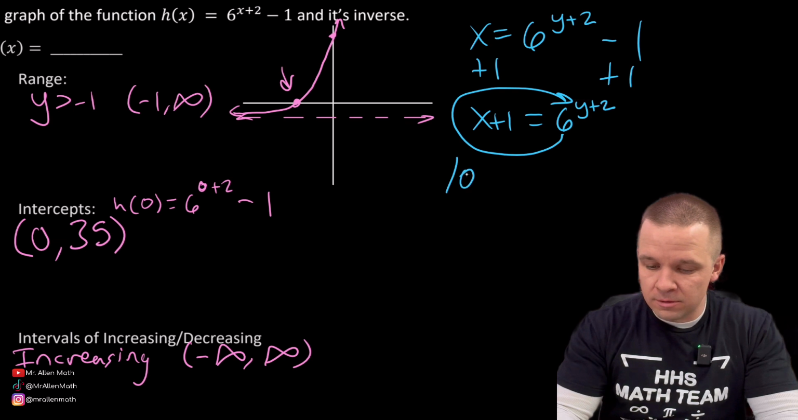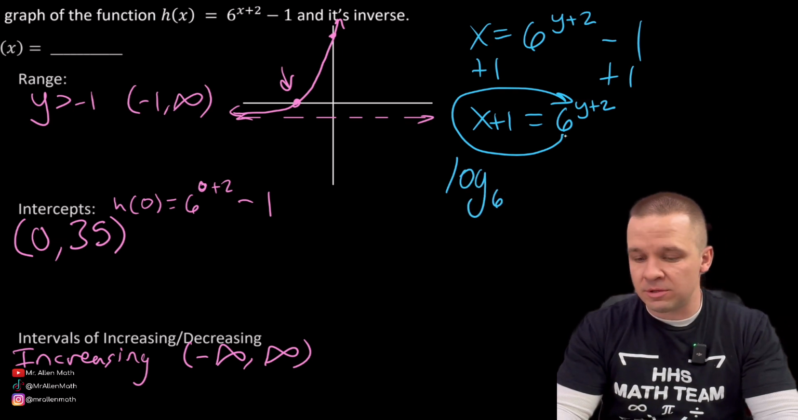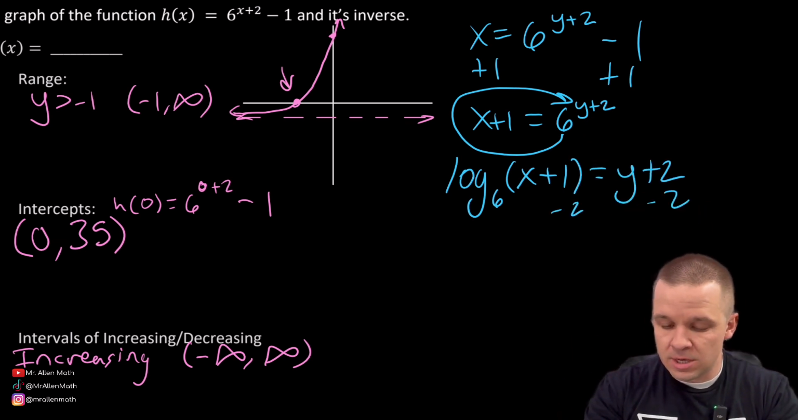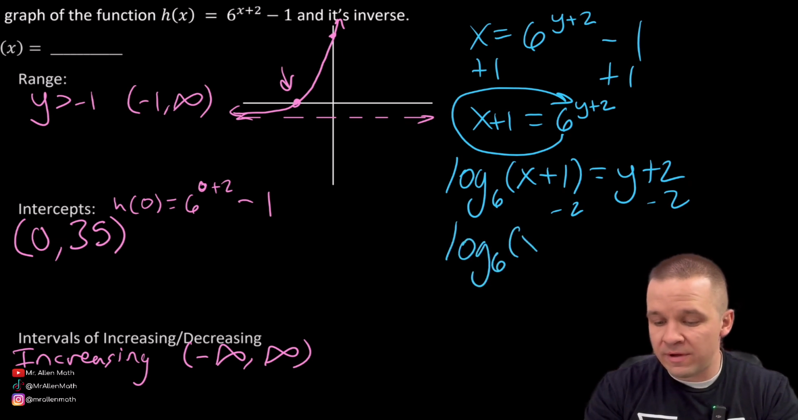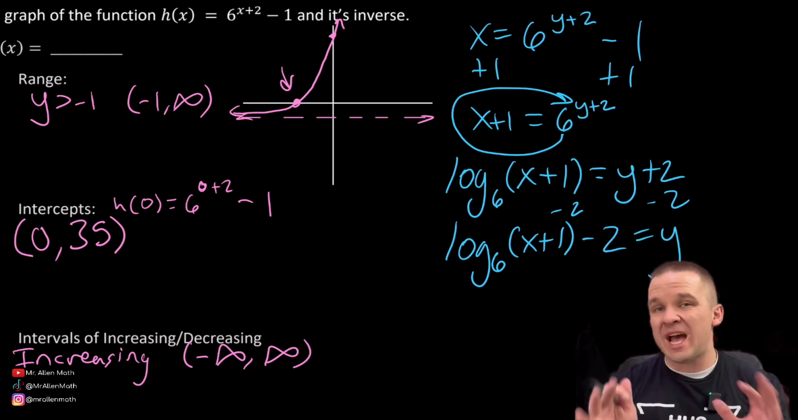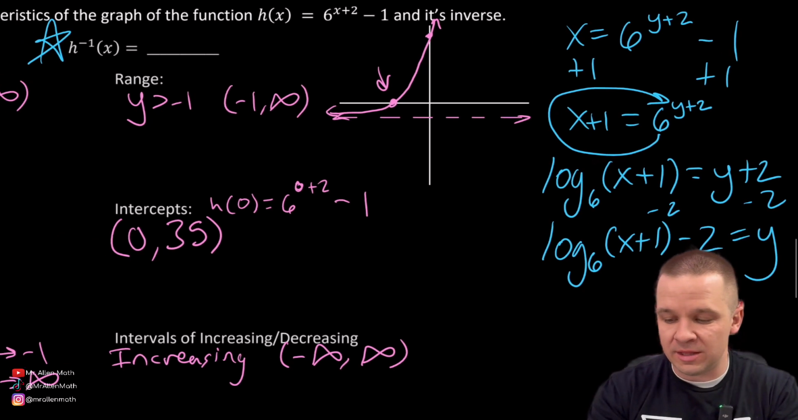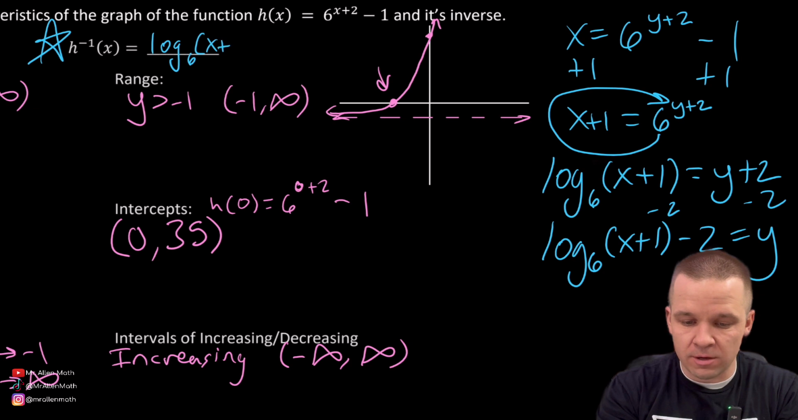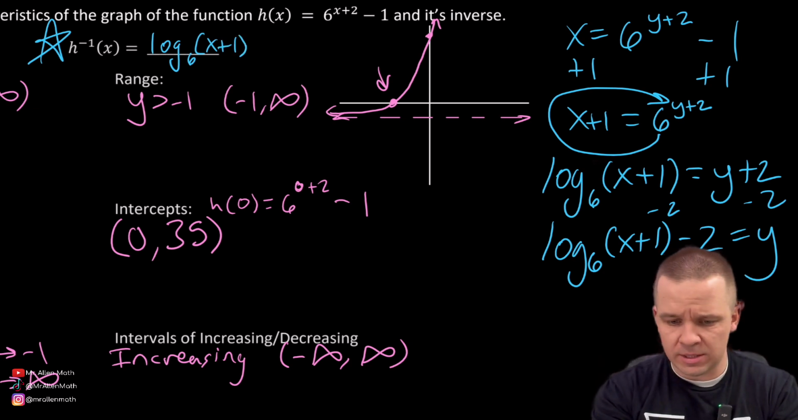I don't know who taught him. So log base 6, we start with the base, pass by the x plus 1, that's my argument of the log, equals y plus 2. Then I'm going to subtract 2, and we'll have log base 6 of x plus 1 as my argument, minus 2 on the outside equals y. So that's my inverse. We will write that in the inverse spot here. Log base 6, x plus 1, and then we got minus 2.